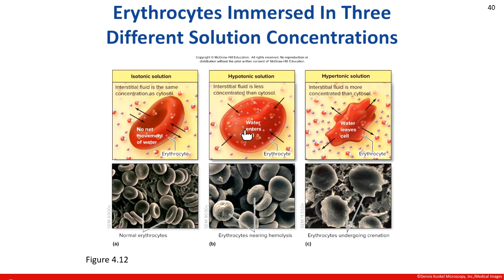And the final type of solution is hypertonic. This is when the solution has a greater concentration of solutes outside the cell than inside the cell. So the water is going to move from an area of low solute concentration into an area of high solute concentration. So it leaves the cell, which shrivels up, and that process is called crenation.